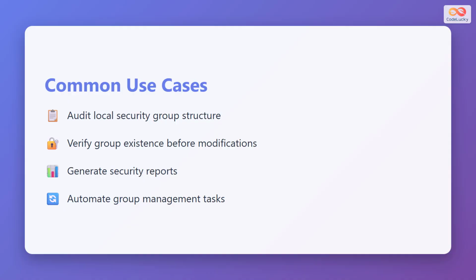There are several practical use cases for Get-LocalGroup. You can audit your local security group structure to understand who has what permissions. It's also useful to verify group existence before making modifications with other commands. Security professionals use it to generate security reports, and system administrators automate group management tasks by incorporating it into PowerShell scripts.